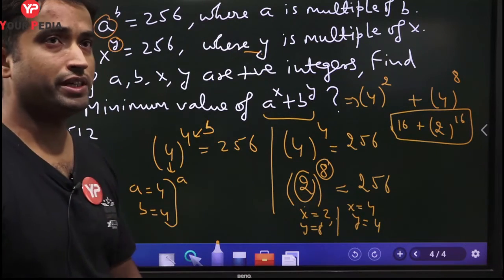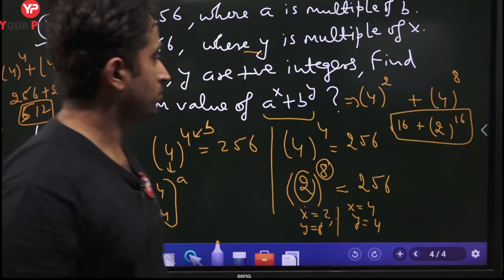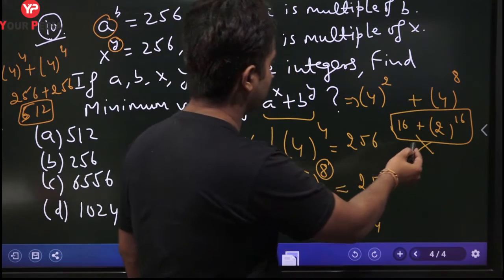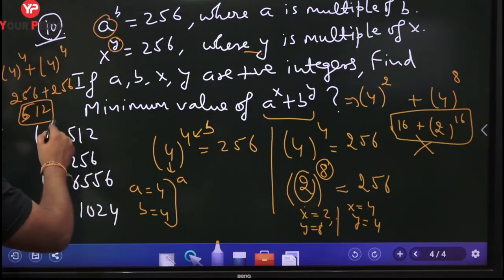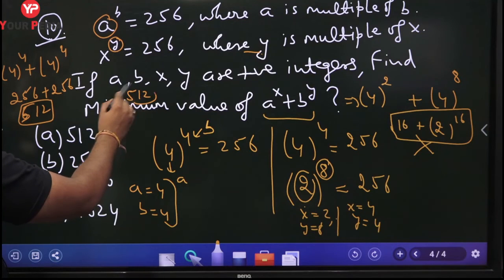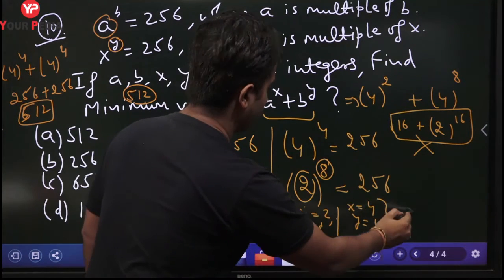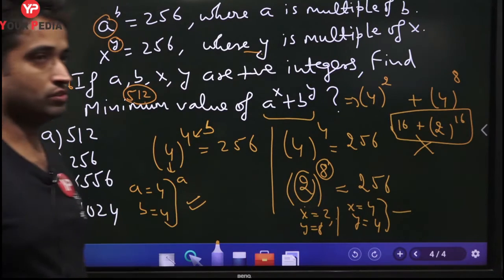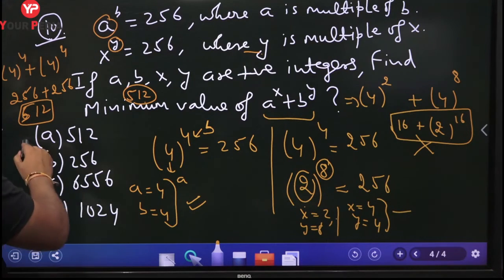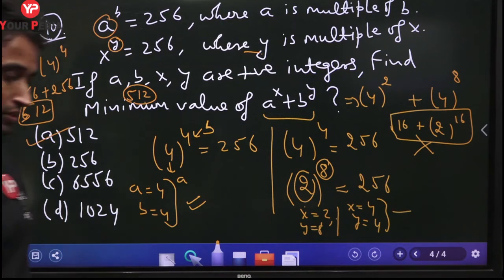Yes or no? 4 raised to power 8 would be very high. But we need to find out the minimum value. So the minimum value would be 512. For that, I need to take x 4, y 4 and a and b equal to 4. So my answer would be option A. So minimum value questions can be asked.